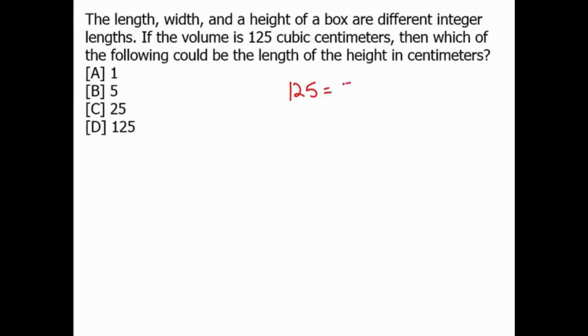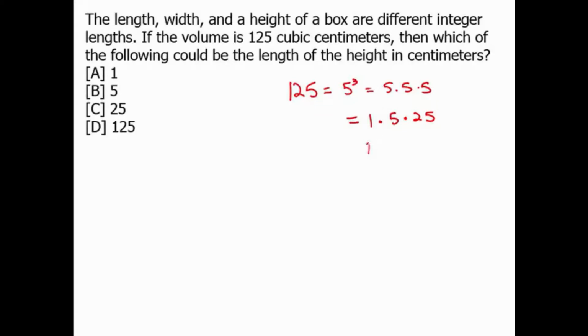125, of course, is 5 cubed. And so we could write it as 5 times 5 times 5, but those are three of the same numbers. How would it be possible to write this as a product of three separate, different integers? Well, we could also write it as 1 times 5 times 25.